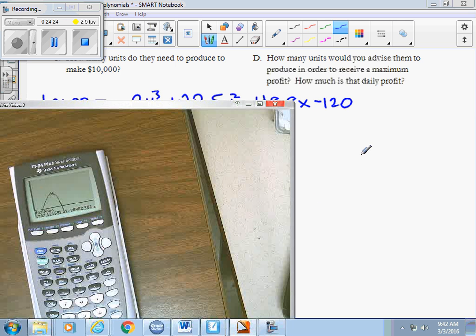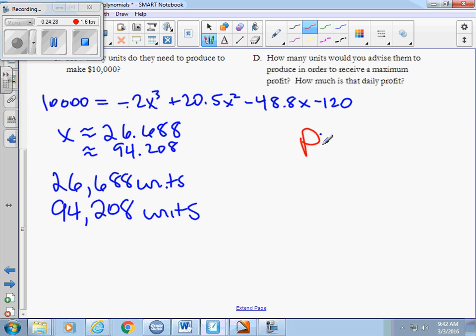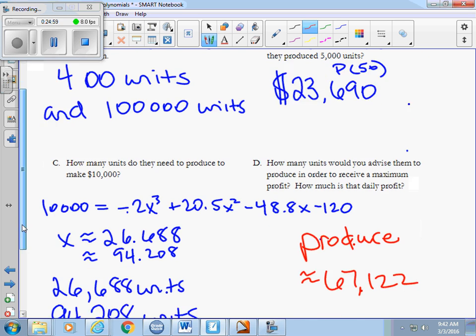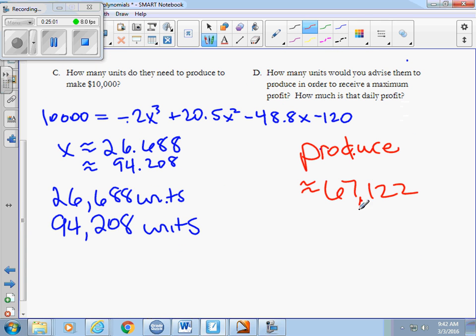So I need to produce. Why did I use the X for that? Why did I use the X to get how many units to produce? We sleeping? Why X to give me number of units? Because that's what X is. It is very important in a word problem to know what is X and what is Y. So X is the number of units I need to produce. And why did I make it 67,000 instead of 67.122?